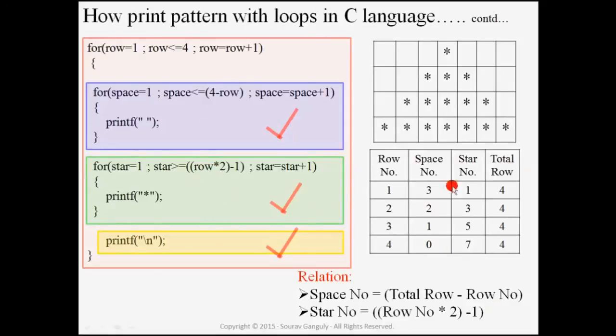If the program becomes the reverse order, then this assignment and this greater than will change into the less than. That means this assignment, this star is equal to 1, this will change into the total star number, and this star greater than equal to will change into the less than equal to, and it will increase or decrease. Okay.